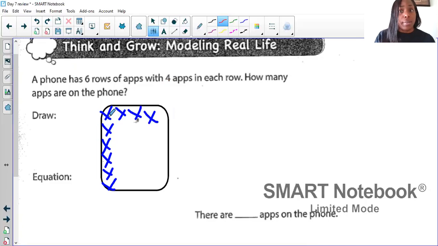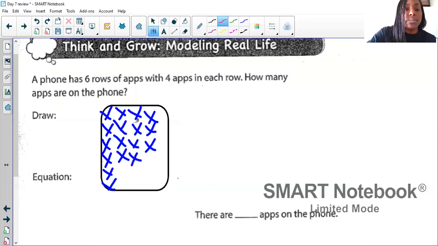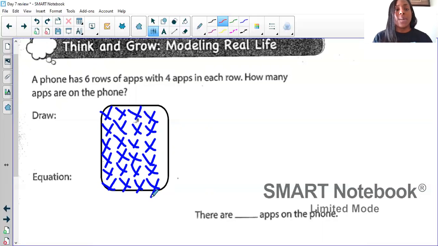So I have to start counting at this first one. 1, 2, 3, 4. And then of course I fill in the rest. Sometimes my X's look like X's and sometimes they just look like, I don't know, something weird. All right, so there go my X's.